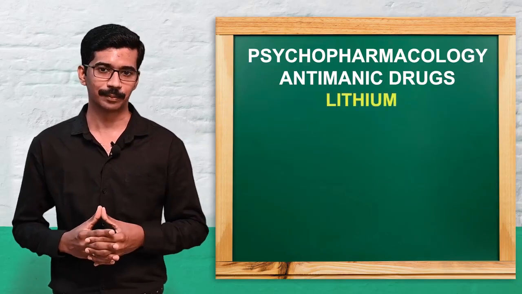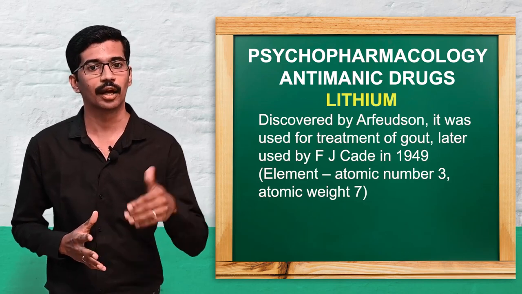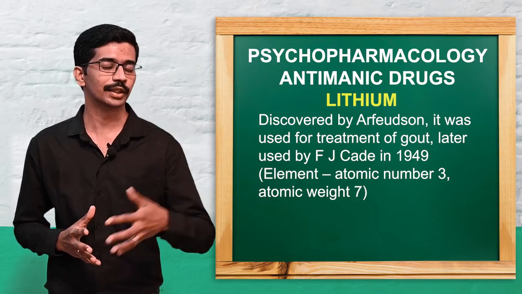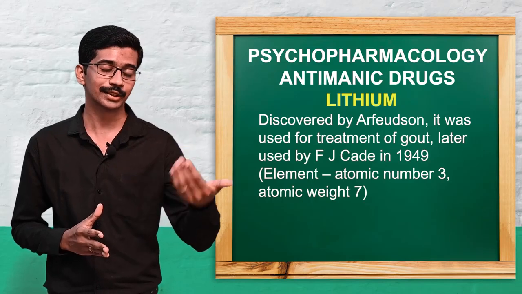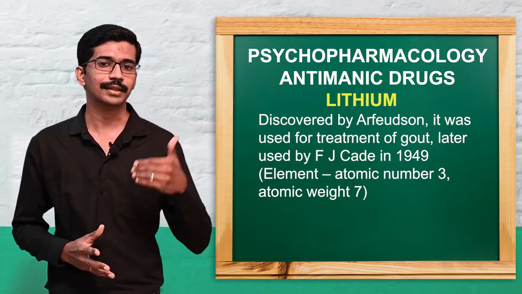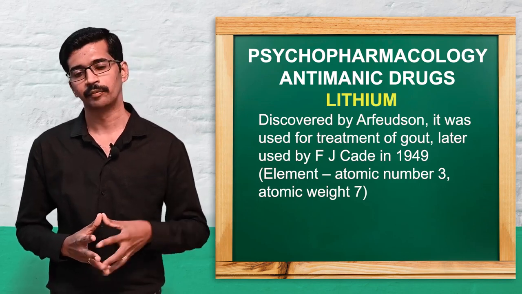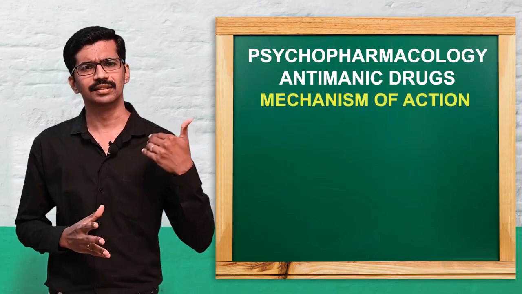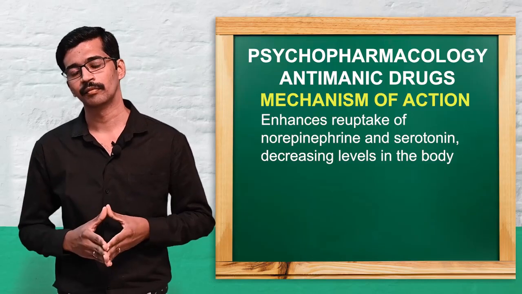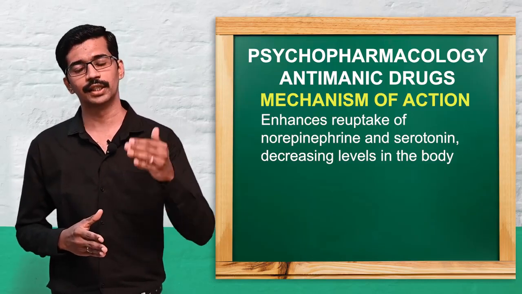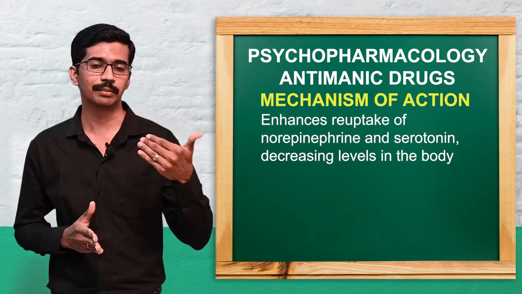Coming to lithium, it was initially identified by Arfvedson, and it was mainly used for the treatment of gout. Later, in the year 1949, it was rediscovered by F.J. Cade. It is an element having atomic number 3 and atomic weight of 7. The exact mechanism of action of lithium is unknown, and it is thought that it reduces the level of norepinephrine and serotonin. So this is the mechanism of action.